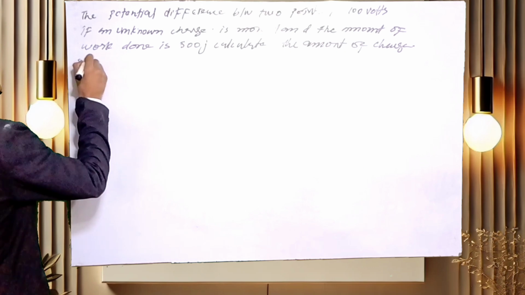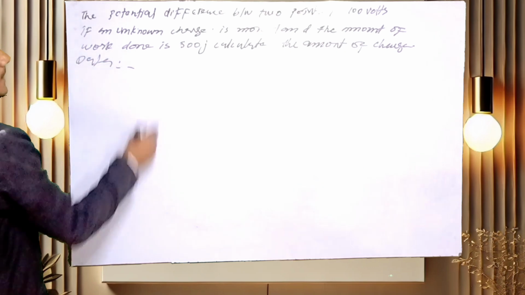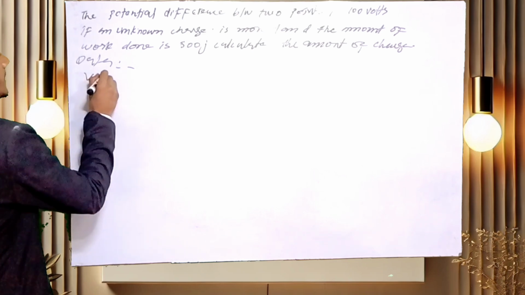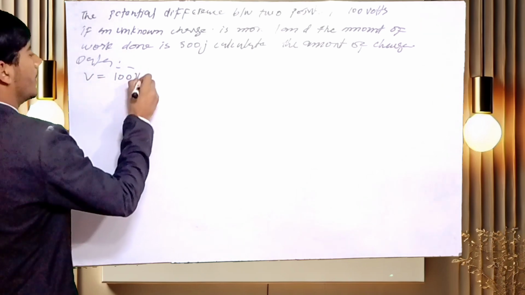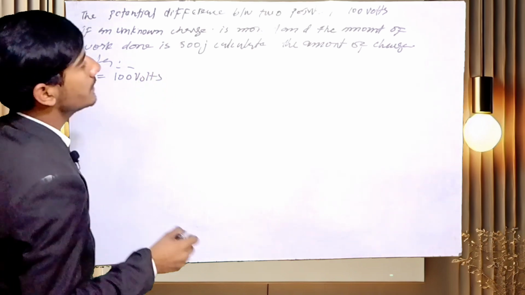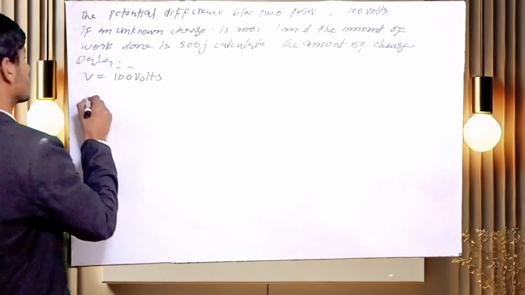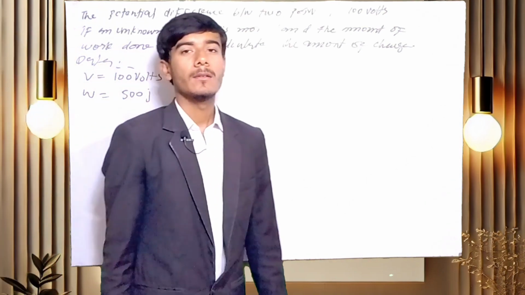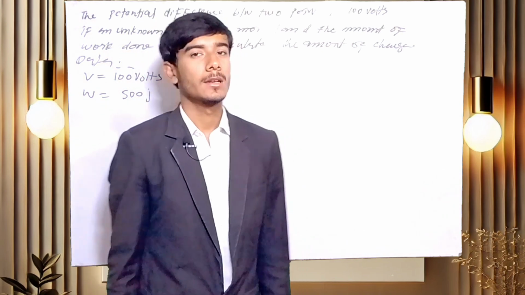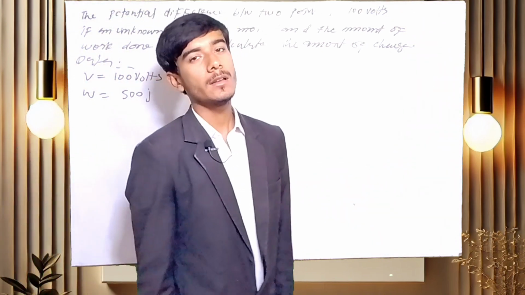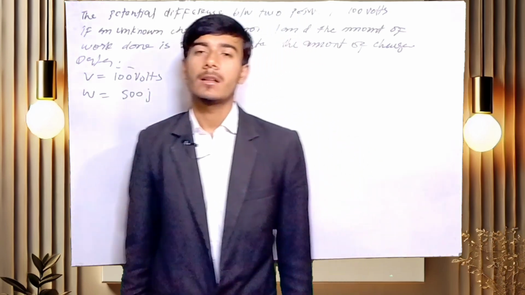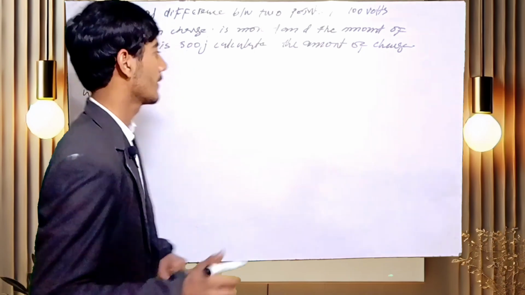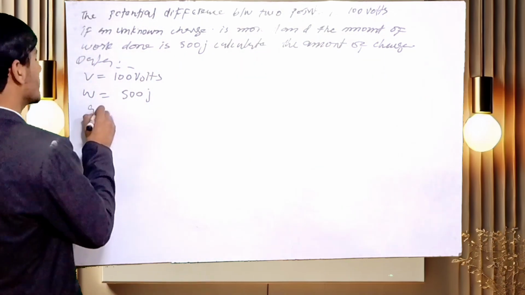Let's solve. First of all, we are going to write the data. Here the data is voltage is given, 100 volts. And the work is given, 500 joules. The unit of work is joule and the unit of potential difference, the electrostatic potential and the electromotive force, it is the volt. Okay, and we have to find the charge.